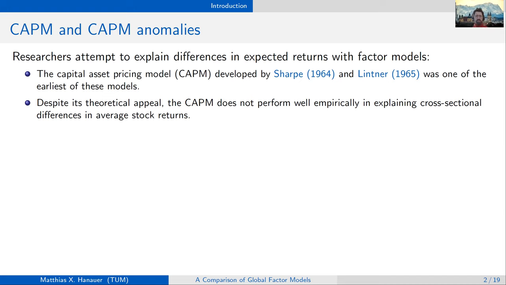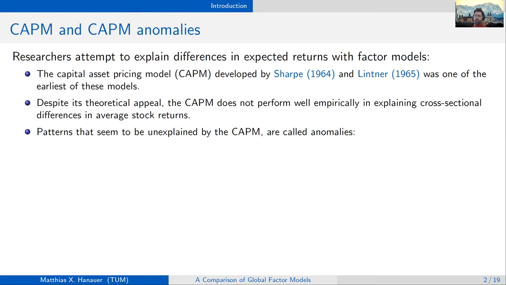People found patterns in stock returns. For instance, that smaller stocks had higher returns than bigger stocks, or that stocks that had a higher valuation had lower returns than stocks with lower valuations, or cheaper stocks. These patterns by themselves would not be a problem for the capital asset pricing model if these differences in returns would line up with differences in betas. But this was not the case. And therefore, these patterns were called anomalies.